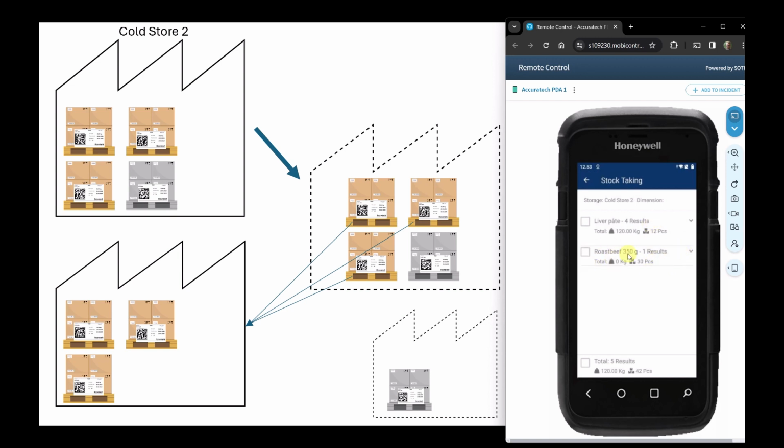Oh, there's another one. But it shows you the different materials that are in this stock. And right now it's the liver pate I want to check on. So as you can see here, Scanplant thinks there's 4 pallets, 12 boxes, and 120 kilograms in total. And I can only see 3 of them. So what I do is I select this material, and then I click to move to stock taking. So now all of these 4 pallets have been moved to the virtual storage. I just click find so you can see it again.